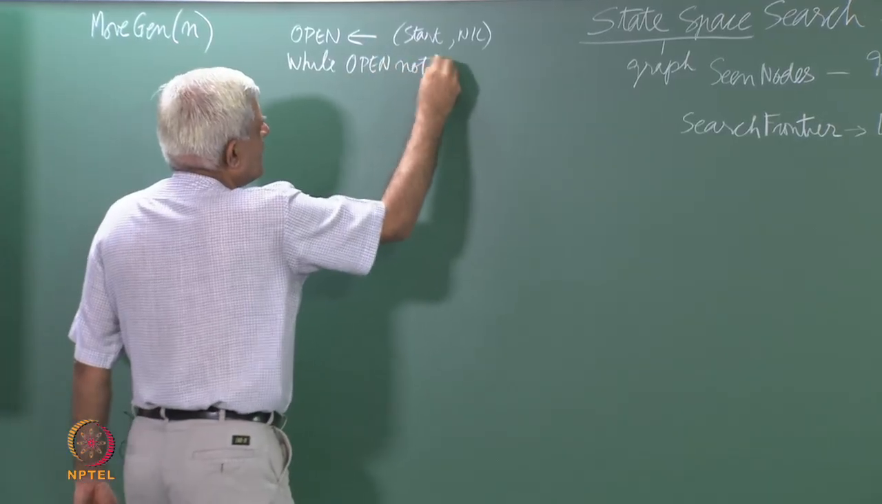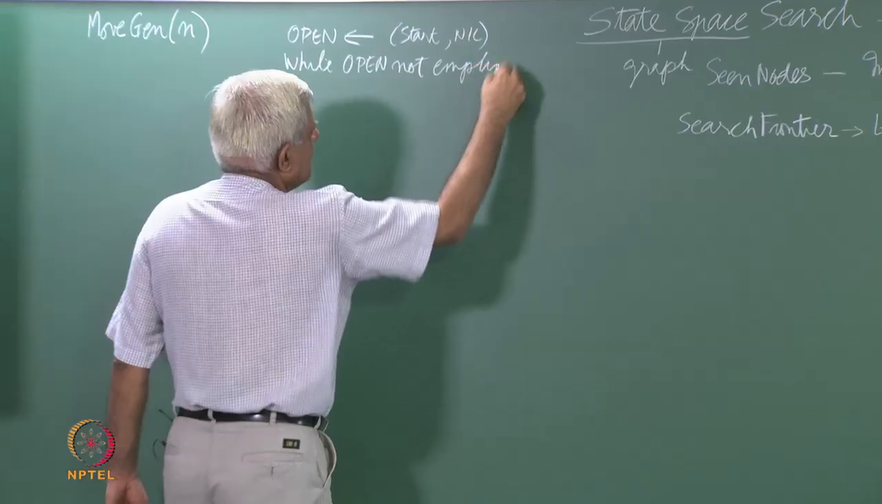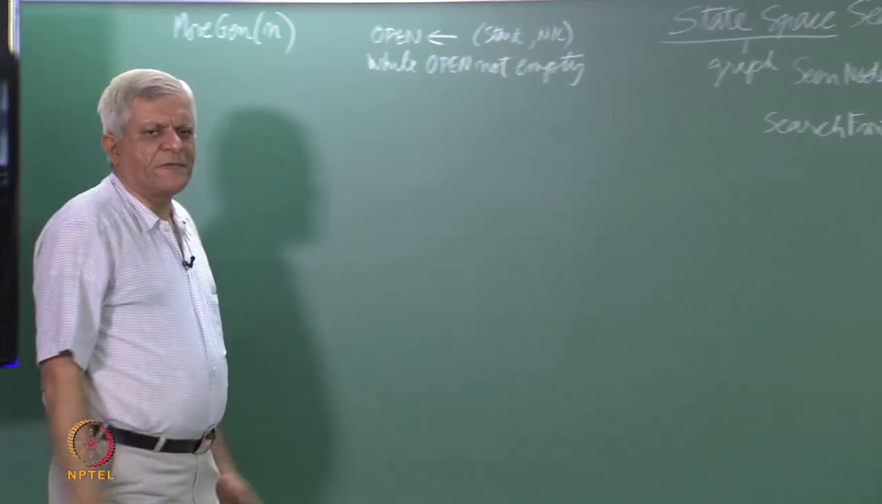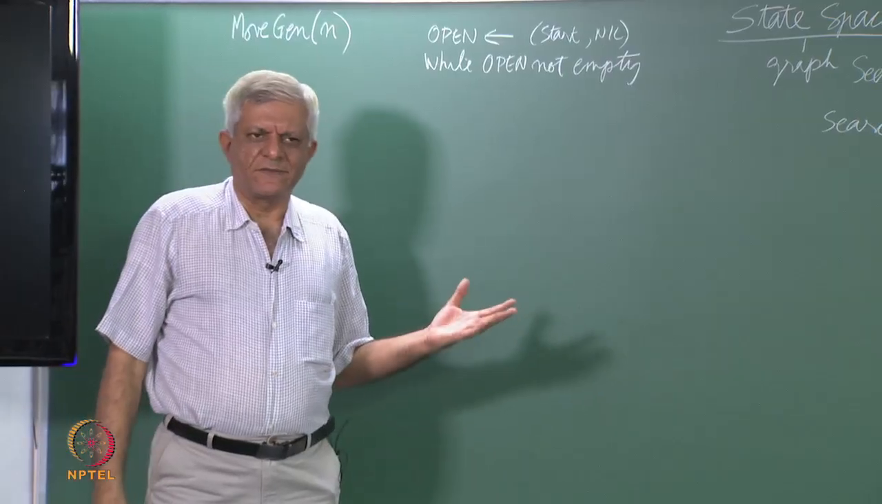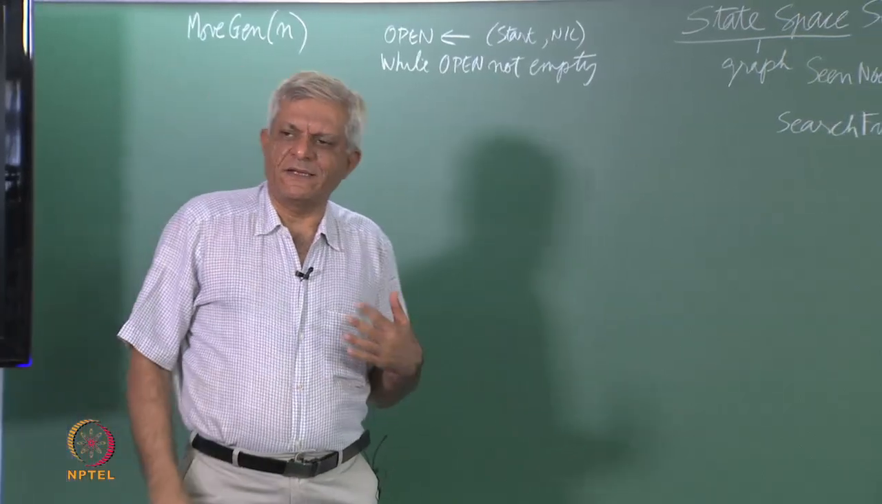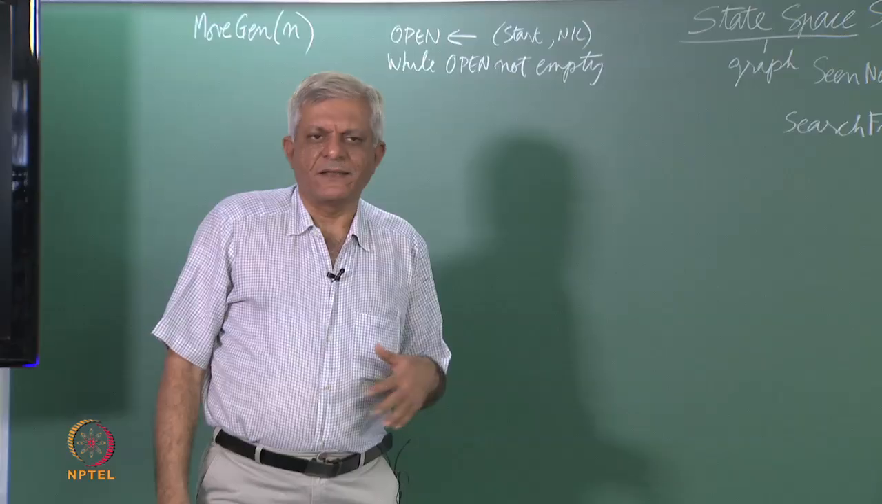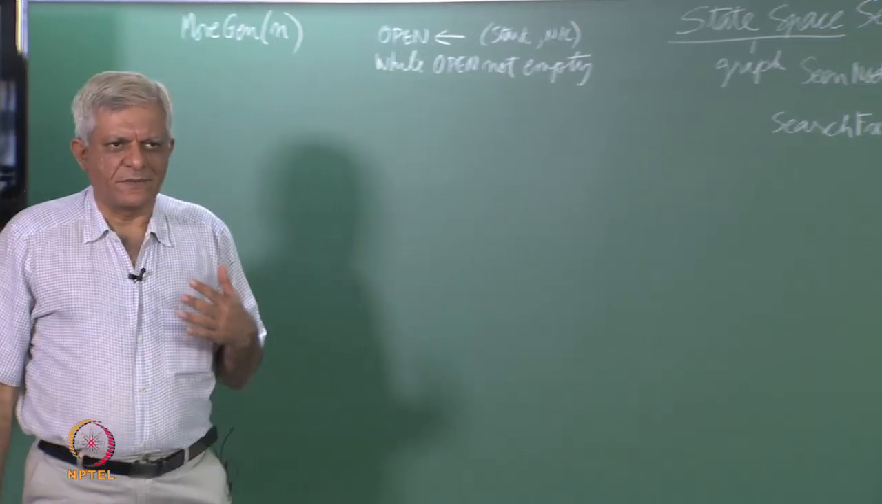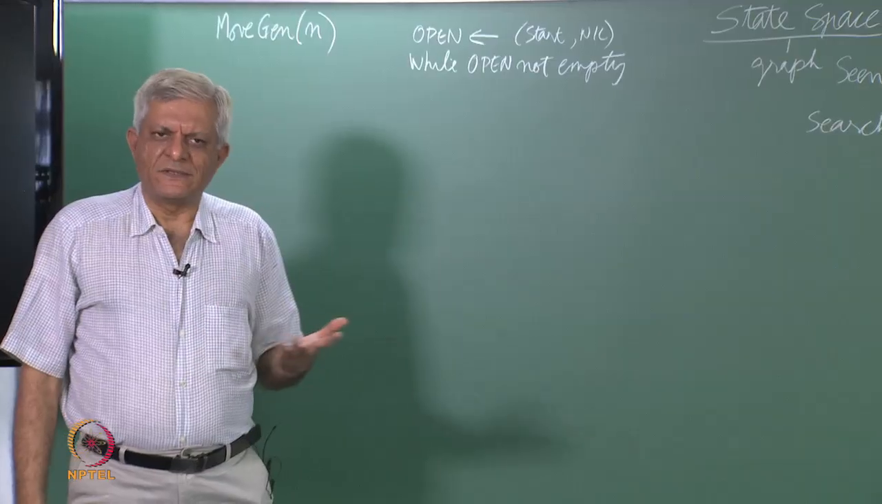While open is not empty. If it is empty, then you return failure. When will it be empty? It will be empty only for finite state spaces, where you would have ended up inspecting all the states and none of them happens to be the goal state, in which case it will be empty, and then you can say that the goal state cannot be found.